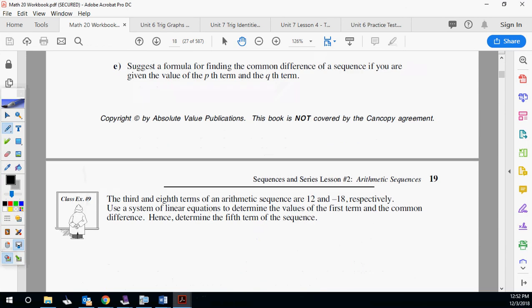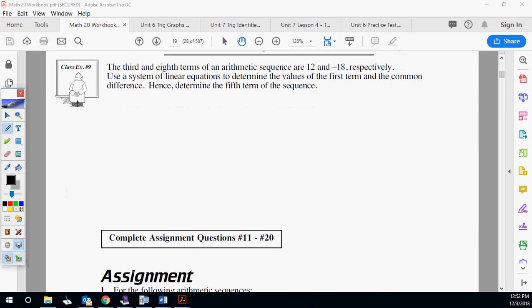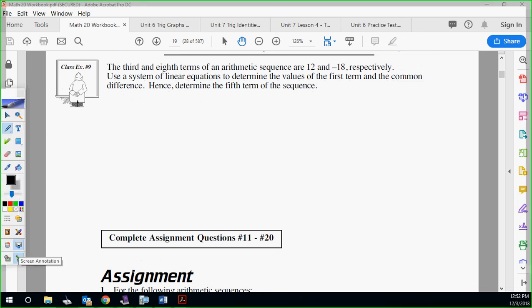All right, so this last one. Okay, so this is similar to what we already did. The third and 8th terms of the arithmetic sequence are 12, negative 18. That's one we just did. Use a system of linear equations to determine the values of the first term and common difference, hence determine the 5th term. So if you think about it in terms of a system, this is just to refresh your Math 10.